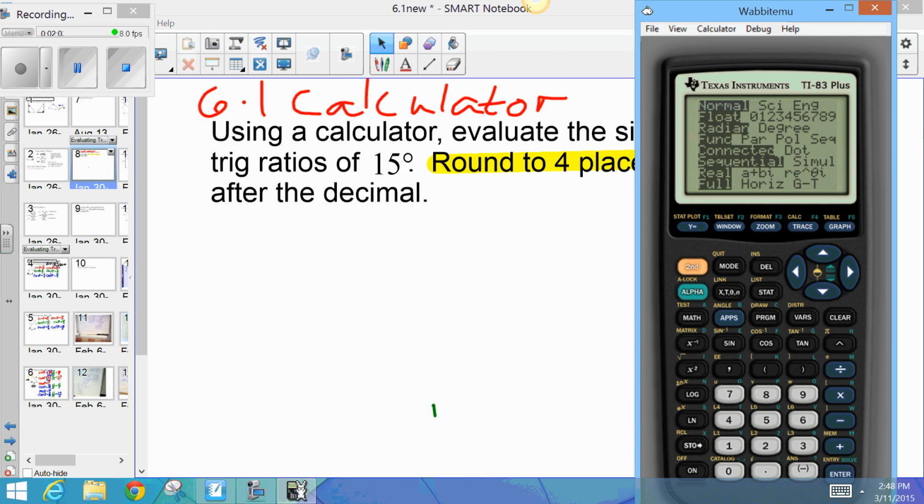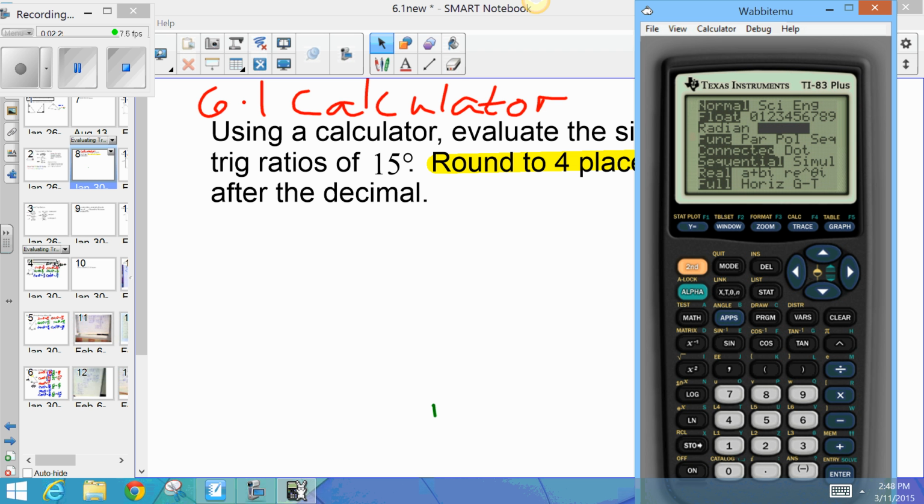And it's very, very important that before you do any work in trigonometry, you make sure that you're using the correct units of measure. So I'm going to use my arrow keys to arrow down and over to degree, and then I'm going to press enter to highlight degree. If you don't check that, your answers are going to be wrong.